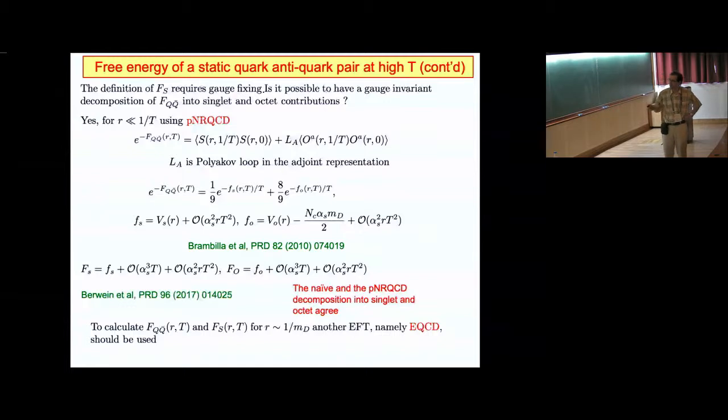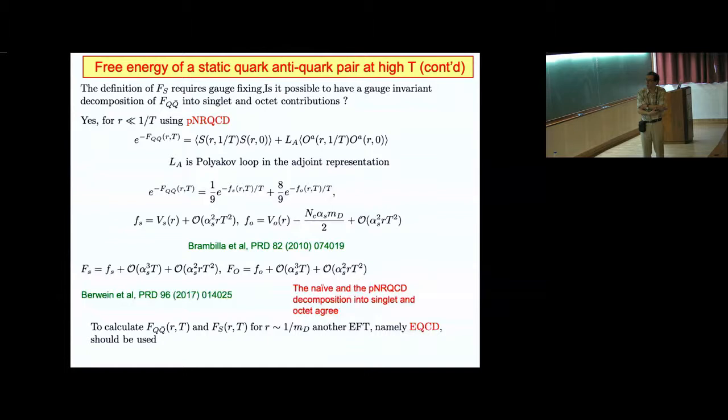Now, what you could further show is that if you do a calculation in fixed gauge, where you calculate the singlet and octet terms, then they are related to the singlet and octet free energies of pNRQCD, which are gauge invariant, up to corrections which are again suppressed. So in other words, this naive decomposition of your free energy in terms of singlet and octet contributions, and the gauge invariant ones which come from pNRQCD, which is applicable at very short distances, are sort of equivalent.